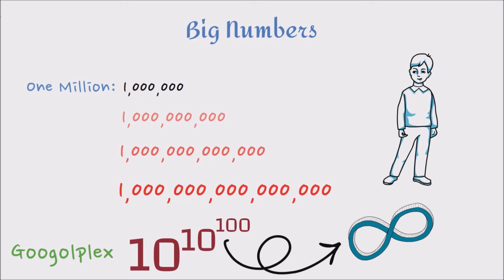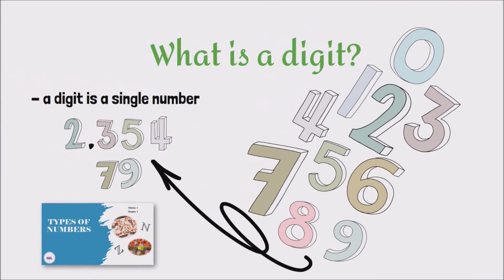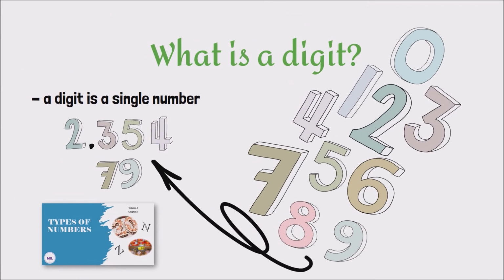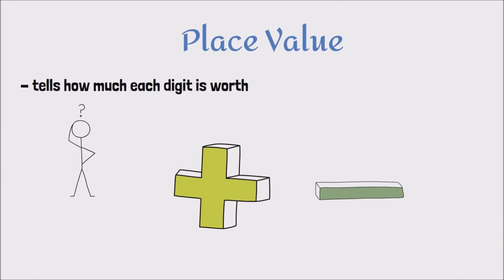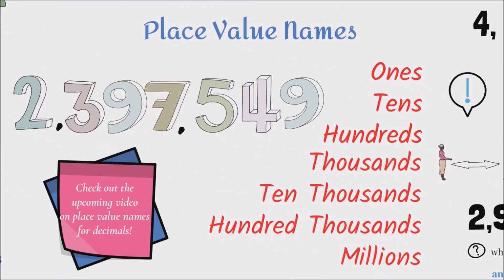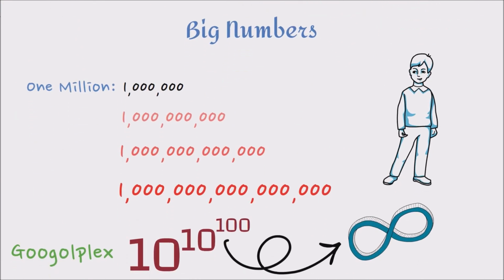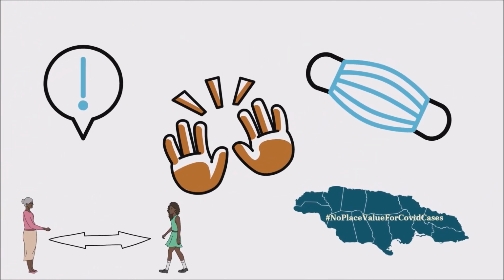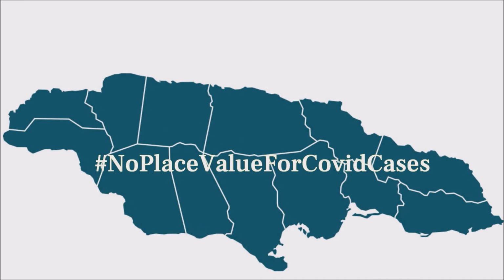Now let's do a recap of today's video. Numbers are made up of digits, and each one has its own place value based on where it is located in the number. Digits in a whole number have the following place value names. A number called the Googleplex actually exists, and we're going to work on minimizing the spread of COVID-19 so that the number of cases have less and less digits, which means less and less place value names.